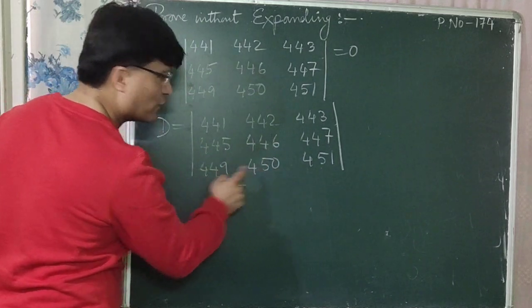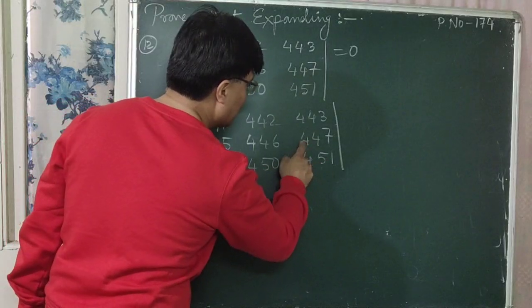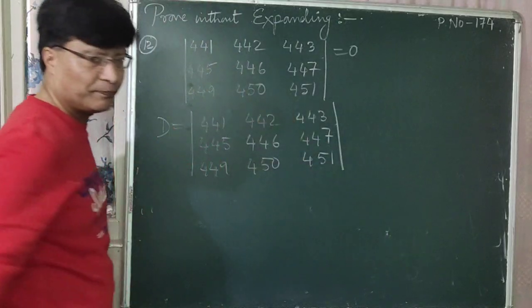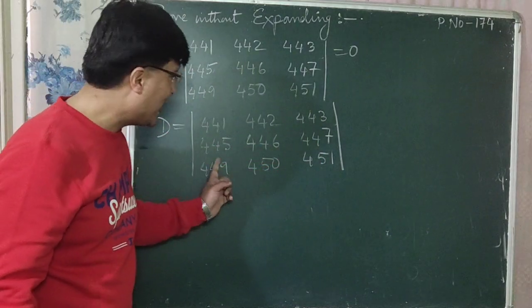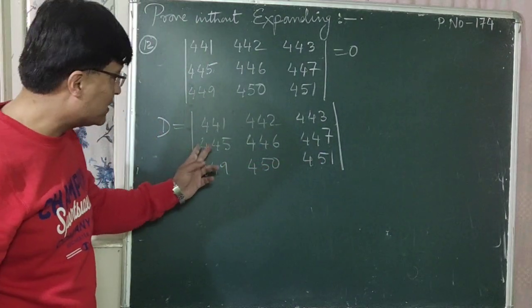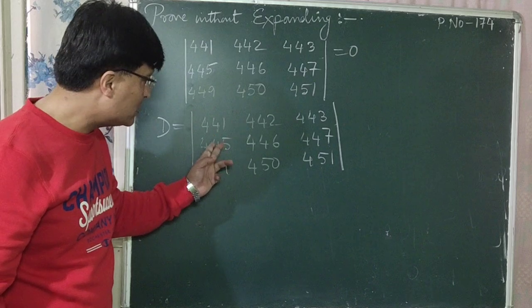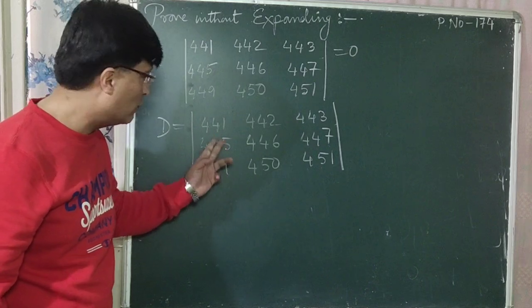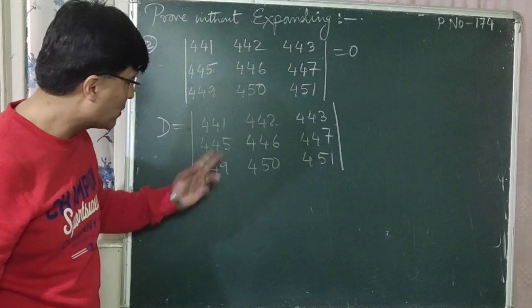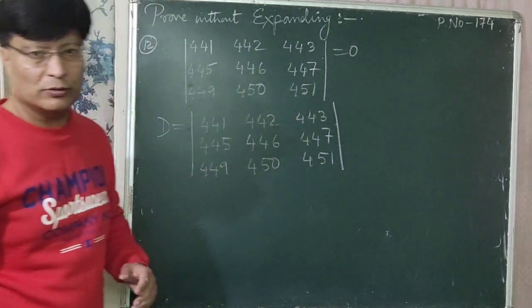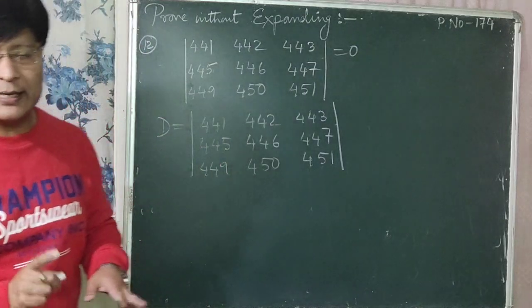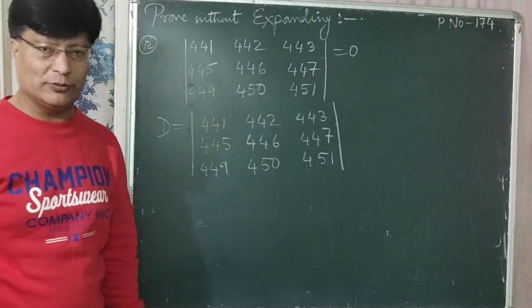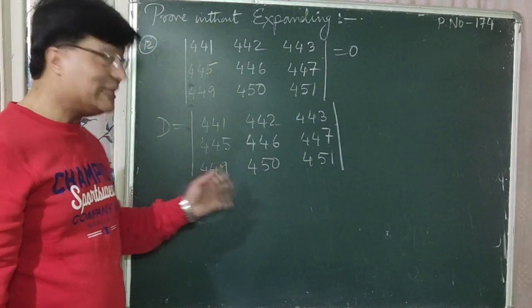When you see two columns identical, directly the value is 0. Let us look at the rows also. What is 445 minus 441? 4. 446 minus 442? 4. 447 minus 443, that is also 4. So by changing the second row, we are getting 4, 4, 4. Right?